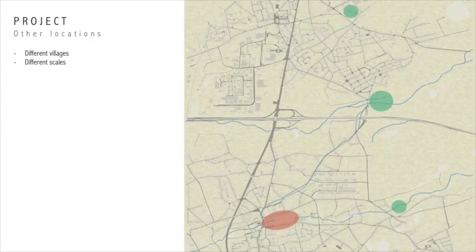And in the future, the project can be applied in different places and connected with the bicycle route network to become a network of parks. Eventually, it will be applied on a smaller scale, depending on the different scales of the villages and also on the size of their water and drought problem.